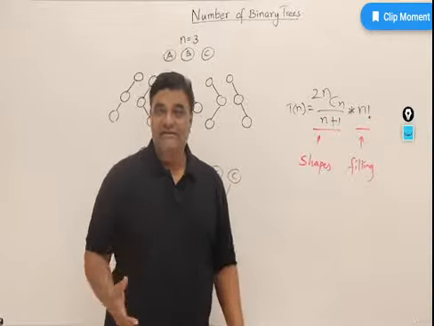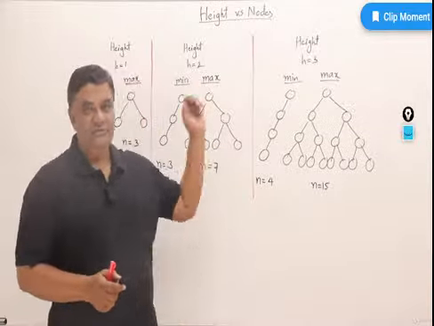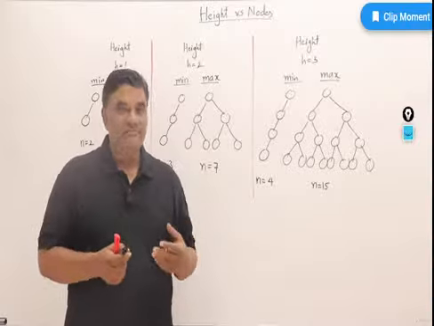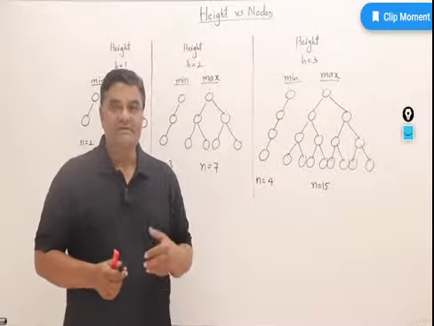So this discussion or this analysis is useful further in other topics. This topic is about formulas, height versus node formulas. So what is this? If we know the height of a binary tree, what could be the minimum number of nodes and what could be the maximum number of nodes? And vice versa. If nodes are given, what could be minimum height, what could be maximum height? We are going to discuss this one.